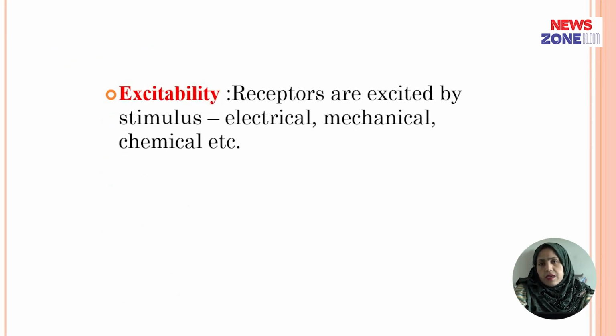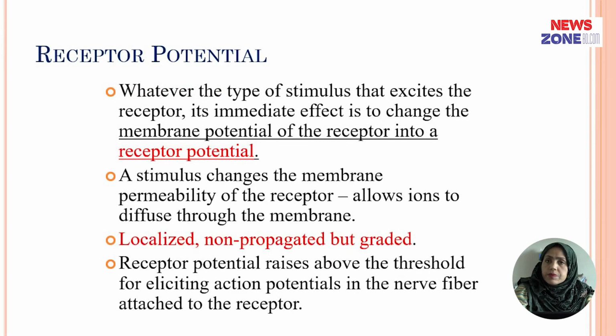First, the excitability. Receptors are excited by different types of stimulus, that is electrical, chemical or mechanical. Receptor potential. What is receptor potential? Whatever the type of stimulus that excites a receptor, its immediate effect is to change the membrane potential of the receptor into the receptor potential. It changes the membrane permeability of the receptor and allows ions to diffuse through the membrane. It is localized, non-propagated and graded. And when the receptor potential rises above the threshold level, it generates an action potential in the nerve fiber attached to the receptor.